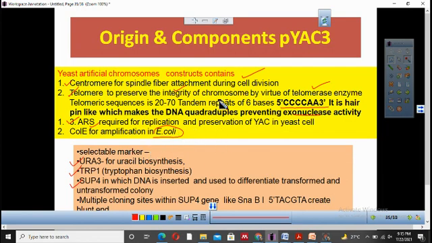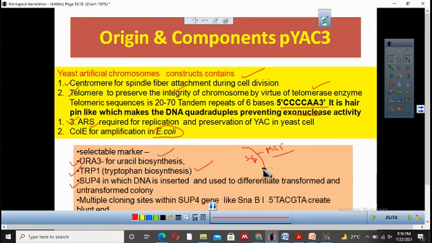Besides this, pYAC3 also possesses URA3. It is essential for uracil biosynthesis because it synthesizes enzymes which are responsible for uracil biosynthesis. Similarly, TRP1 also synthesizes enzymes for tryptophan biosynthesis, and SUP4 is also a selective marker which is present in the cloning site. Within SUP4, the cloning site or multiple cloning sites are present.